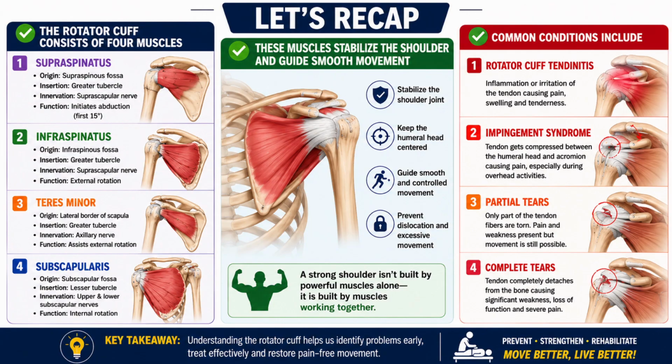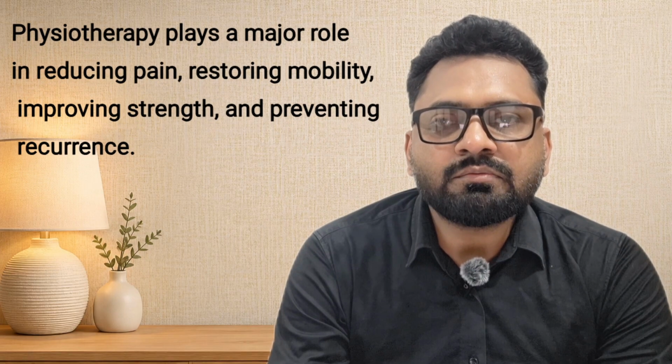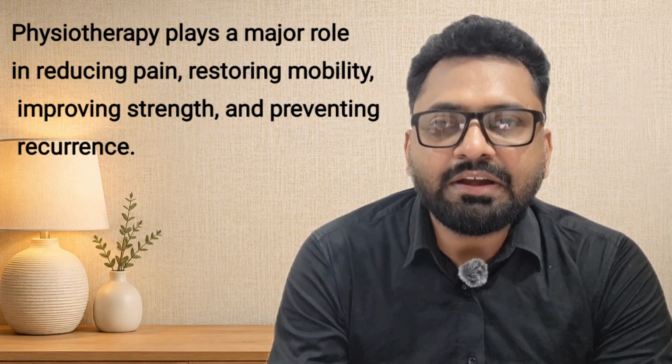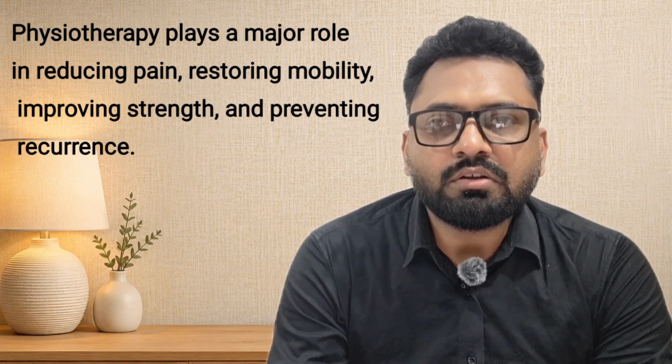So now let's recap. The rotator cuff group of muscles consists of supraspinatus, infraspinatus, teres minor, and subscapularis. These muscles stabilize the shoulder joint and guide the movement. Common conditions include rotator cuff tendinitis, shoulder impingement syndrome, partial tear, and complete tear. And physiotherapy plays an important role in reducing pain, restoring movement, improving function, and reducing recurrence. A strong shoulder isn't built by powerful shoulder muscles alone. It is built by muscles working together.